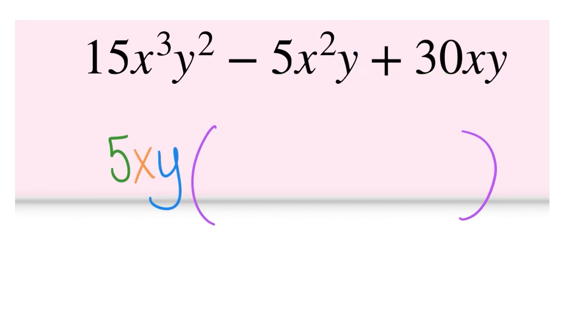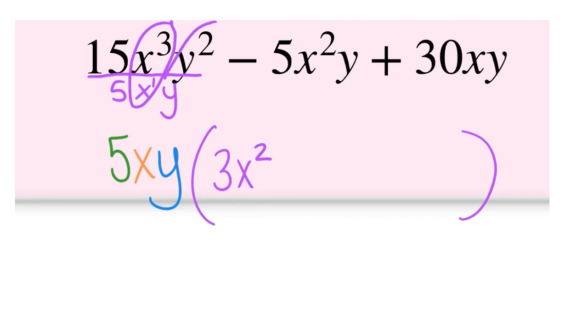All right, so let's start with this first one. If I divide this whole thing by 5xy, 15 divided by 5 is 3, so I'm going to put 3. X cubed divided by x would be x squared. Remember, you just subtract exponents when you do that. Same thing here, we're just going to subtract the exponents. 2 minus 1 is 1, so we would just have 1y left over. So that's the first term.